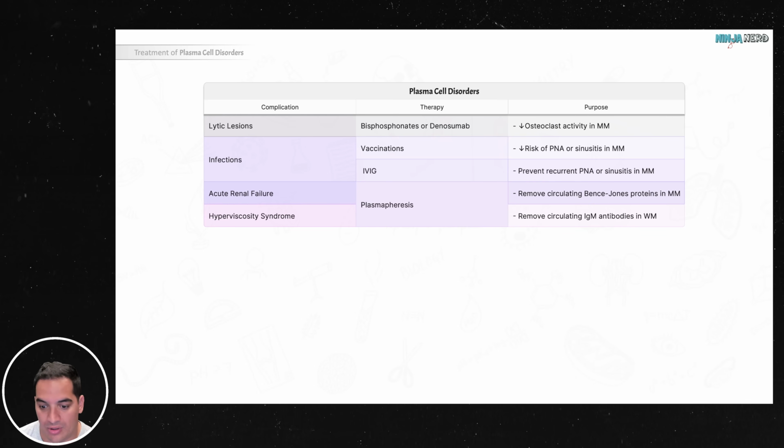Hyperviscosity syndrome is a similar concept. There's tons of IgM antibodies circulating through the bloodstream, and they're causing an increase in viscosity. They're reducing cerebral perfusion. They're reducing retinal drainage. They're helping to inhibit the aggregation of platelets. If I can remove some of those IgMs, I can potentially reduce the hyperviscosity presentations, right? And so that's something that plasmapheresis would be really, really good for: acute renal failure in multiple myeloma, and then hyperviscosity syndrome in Waldenström's.